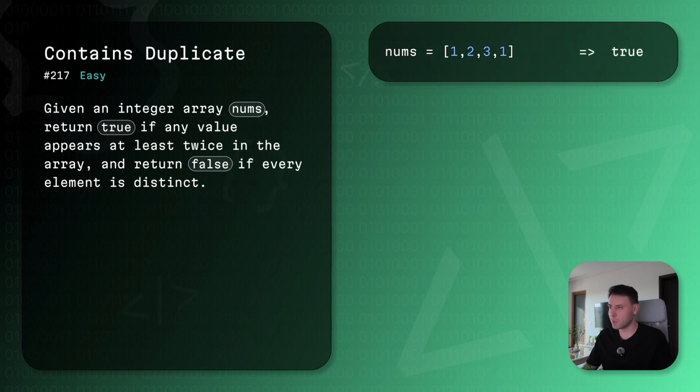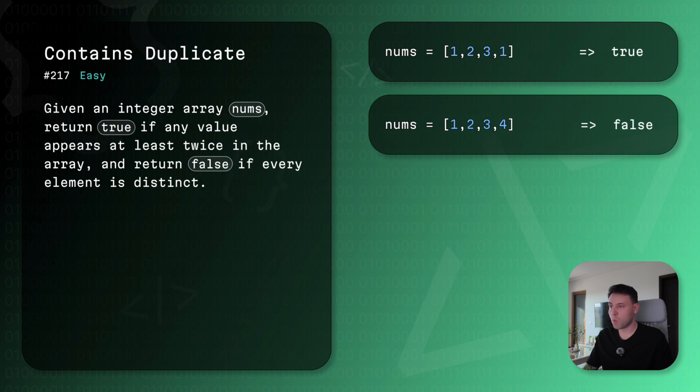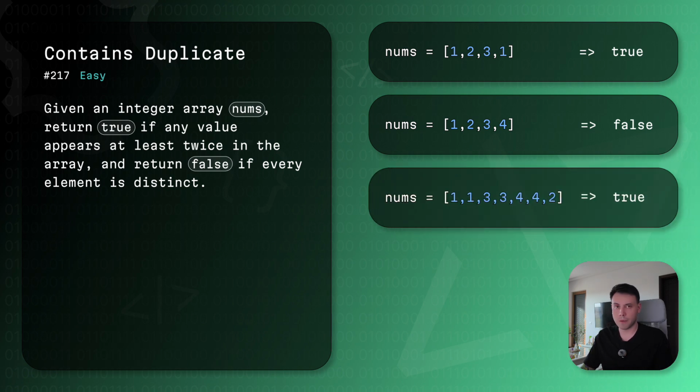Let's look at a few examples to get a better feel for the quest. In the first example, we are given an array 1, 2, 3, and 1. Here the number 1 appears twice, so we return true as a result. Next example. We get an array 1, 2, 3, and 4, and all values here are unique, so the result is false. In the last example, we get a larger array. There are many values that repeat here, so again we return true.